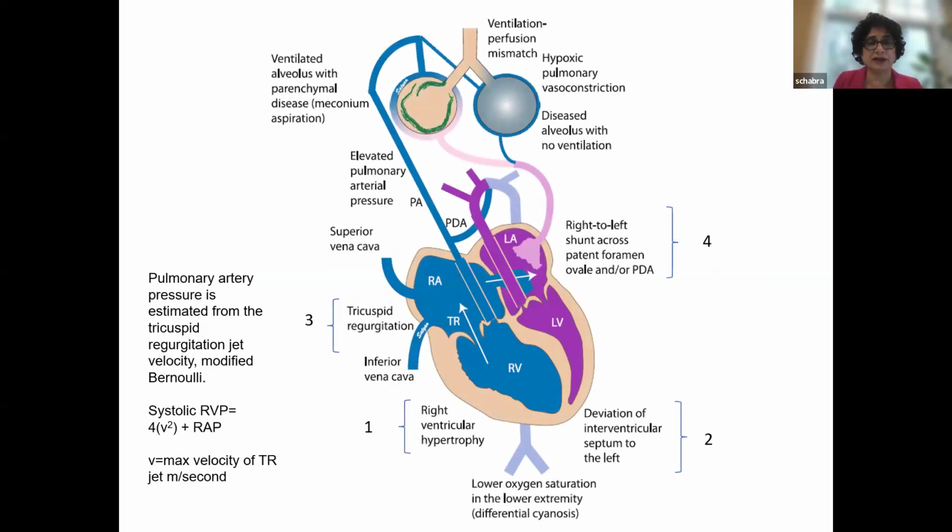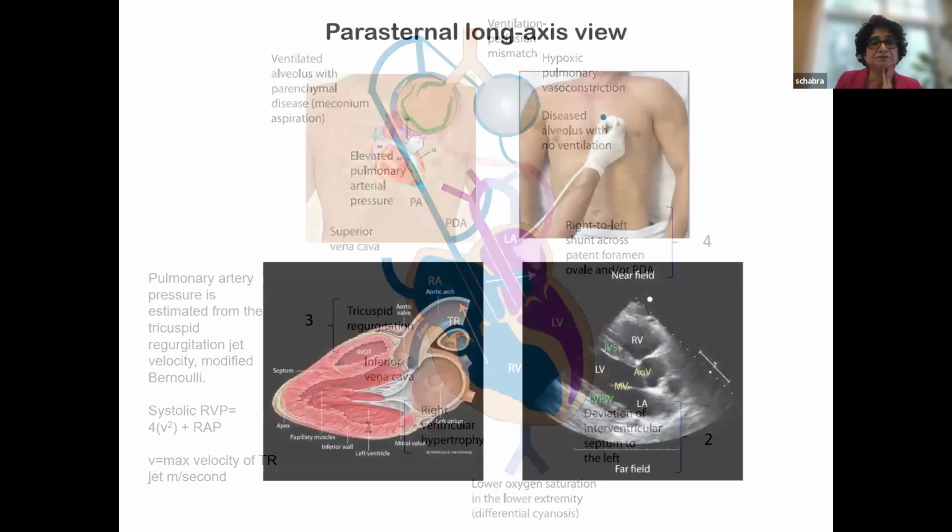So the echo findings, we have an expert, Dr. Morey, who will also help with the point of care ultrasound. But the echo findings are usually the two shunts that you see: the right to left shunt across the PDA and the patent foramen ovale, deviation of the intraventricular septum to the left, of course right ventricular hypertrophy, and tricuspid regurgitation, all of which are demonstrated in this diagram.